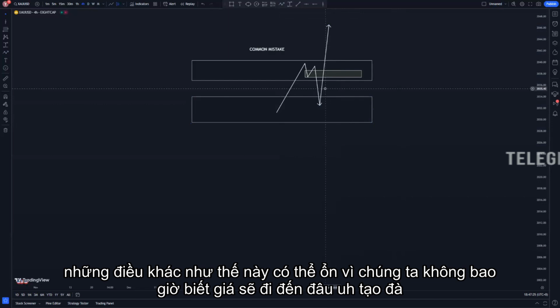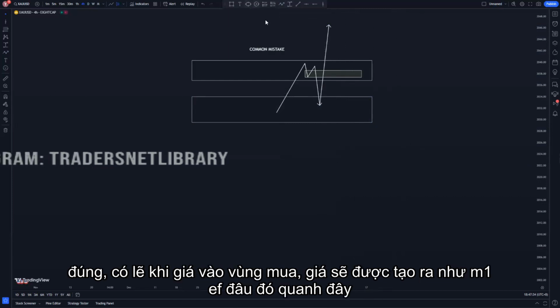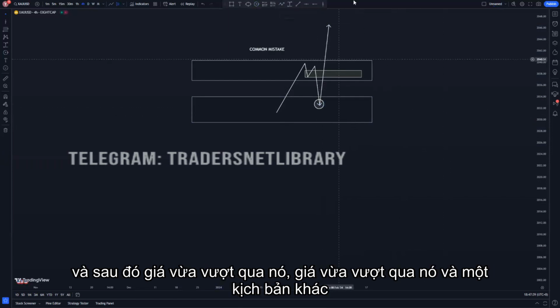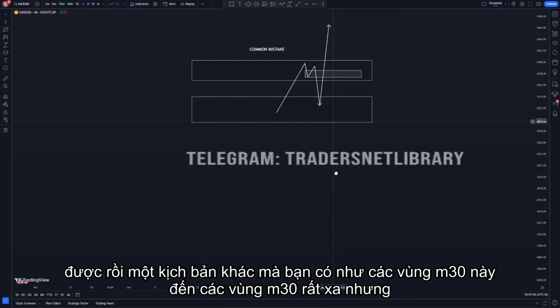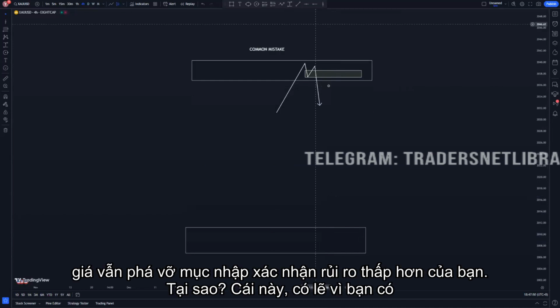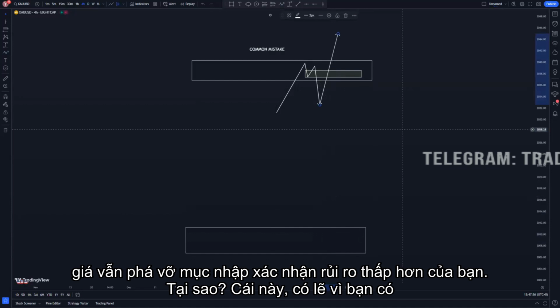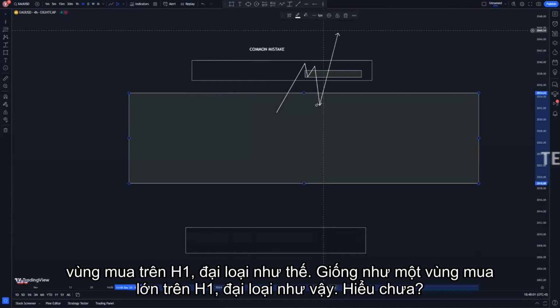Maybe, because we never know where the price is going to create the momentum, when the price gets into the buy zone, the price created an M1 engulfing somewhere around here, and then the price just breaks through it. Get it? And another scenario: you have these two M30 zones very far away, but the price still breaks your low risk confirmation entry. Why? Maybe because you have a big buy zone on H1, something like that.